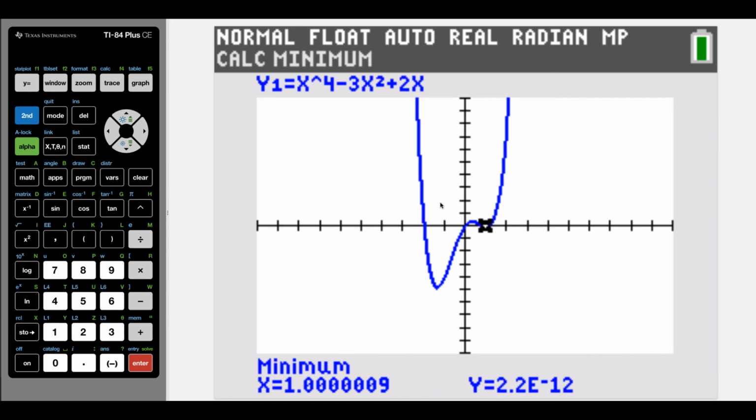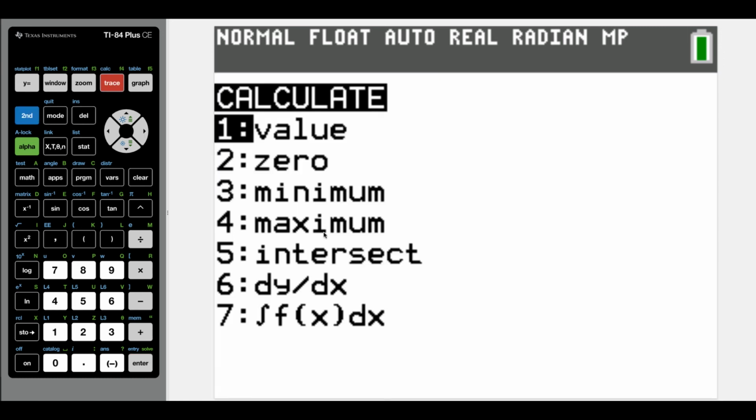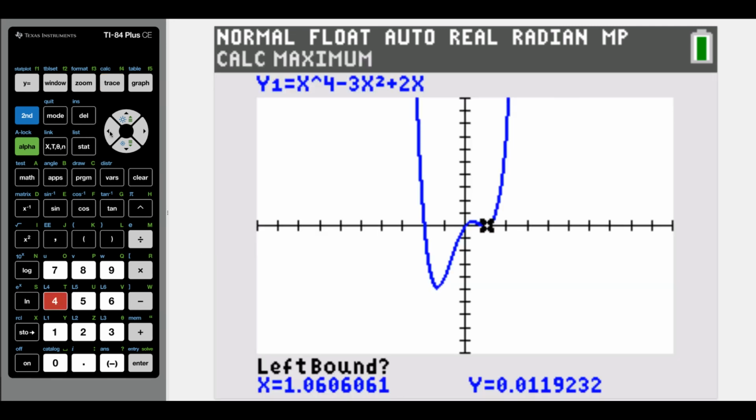Now we can also use this process to find our relative maximum in here as well at the top of this peak. So I'm going to hit second, trace, but this time I'm going to pick option number 4, maximum. Just like we were doing before, when it asks you for a left bound point, we need to be to the left of where we think that maximum is happening. And then arrow over to the right past where that maximum is happening. And again, we can take a guess, but we don't need to. We can just hit enter, and it'll give us an ordered pair for that relative maximum at the top of that peak.